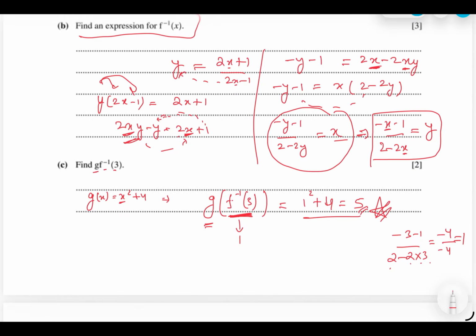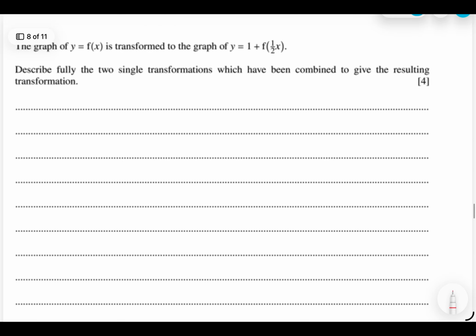Very good, learners. I found the value of this one. I have replaced x by 3. Very good. We got the answer 1. I plugged in 1 instead of x and I got the answer 5. Let us move on to the next question, learners.